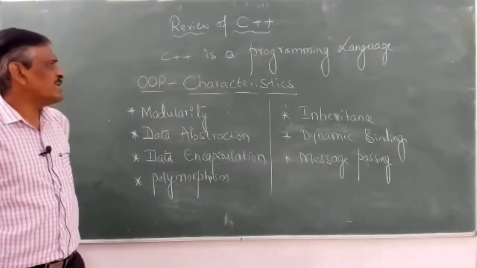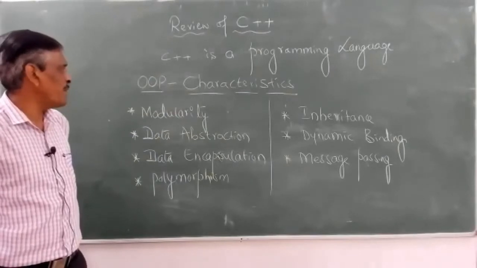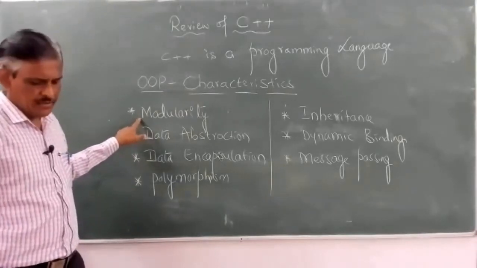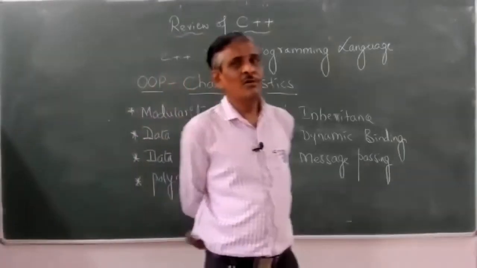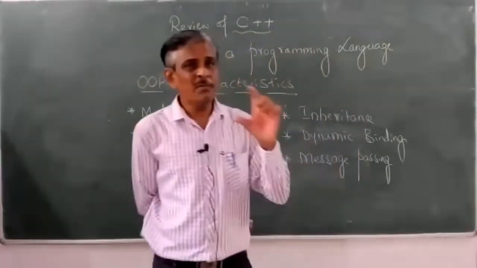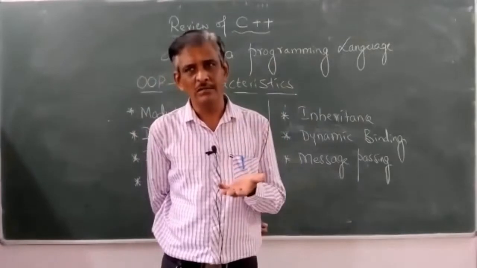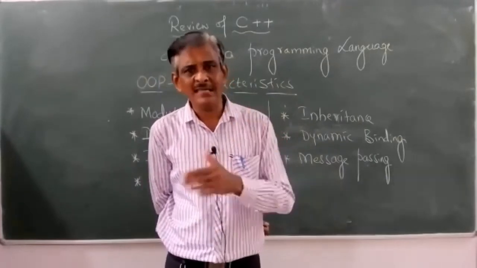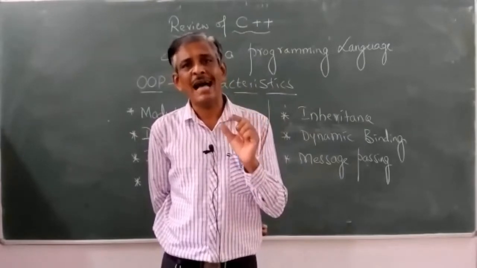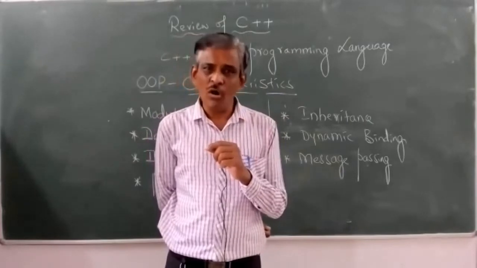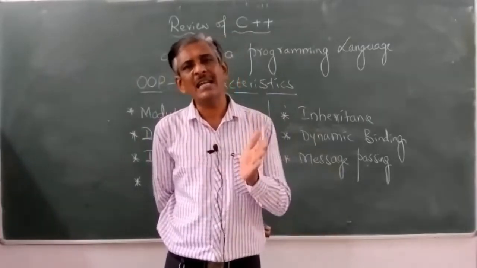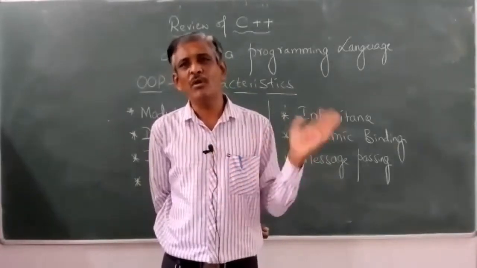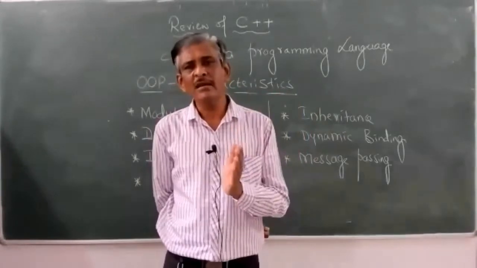Then we should define each and every characteristic of object-oriented programming. First, we will start with modularity. What is modularity? As we know, the term module means each sub-part of the program. A part of the program you can call a module. If you solve the problem by dividing it into a number of parts, then each part of that program we call a module. Each part is nothing but a module. If you follow this concept, we call it the modular approach or modularity. Using modularity, we are solving our problems.